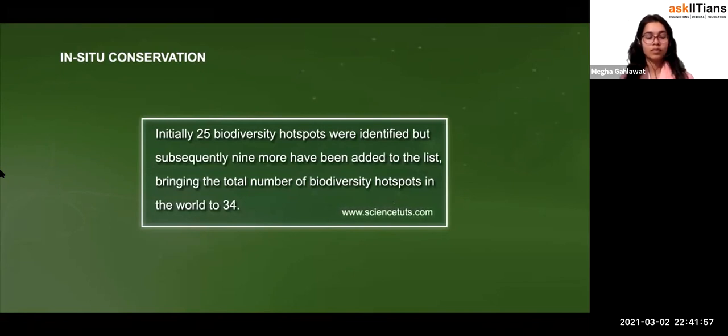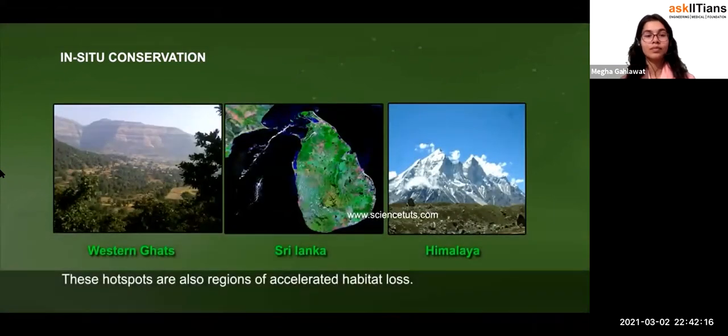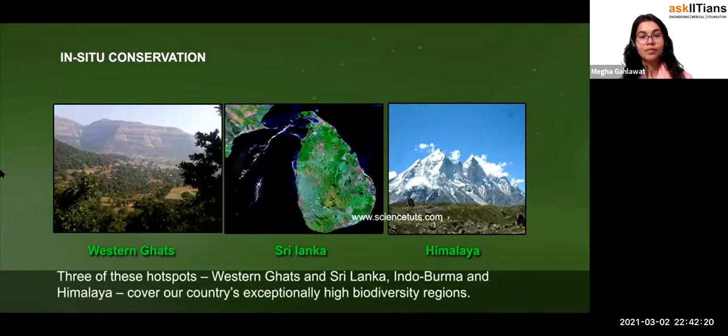See, now you understand what hotspots are. Hotspots are the regions which have a high variety of biodiversity and are rich in species, be it plants or animals. Moving forward, these hotspots are also regions of accelerated habitat loss.